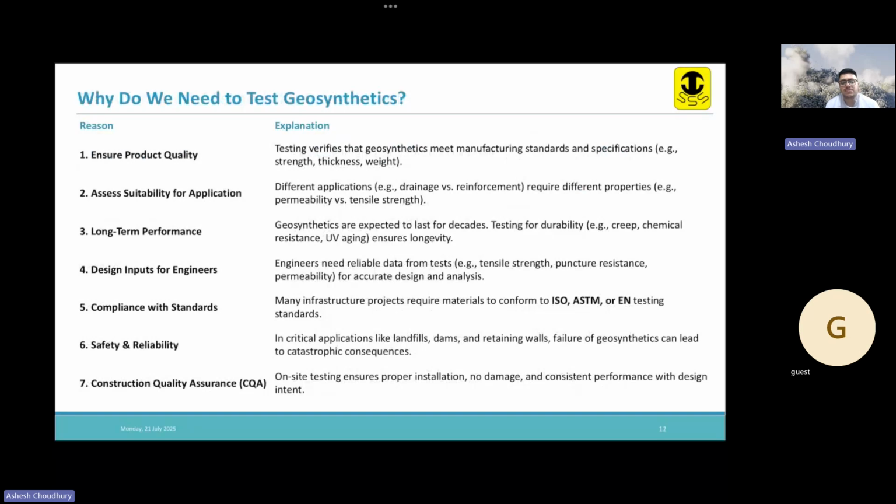Then you need design parameters for your design. When you design, engineers need reliable test data, for example tensile strength, puncture resistance, and permeability for accurate design. Now, compliance with standards. Many infrastructure projects require materials to conform to ISO, ASTM, or EN testing standards. So for that also you have to test them.